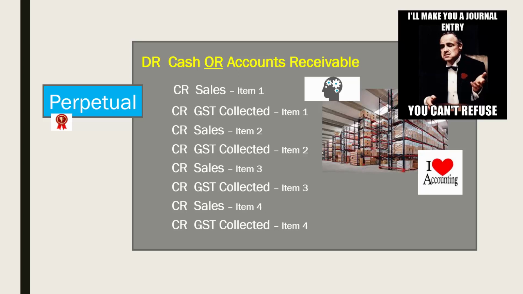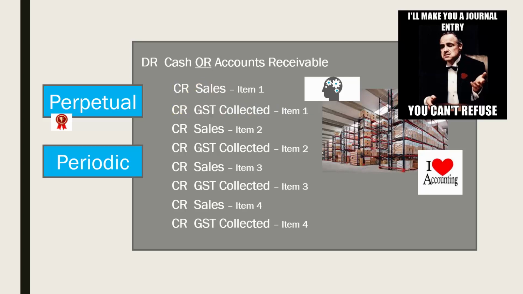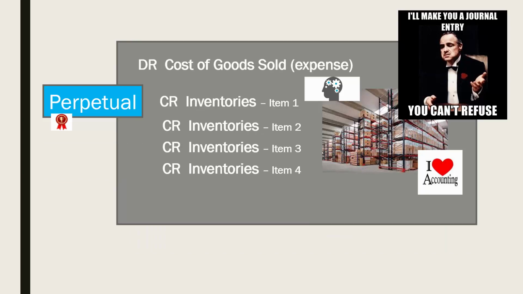For each item sold, we debit cash or accounts receivable and credit sales and GST collected for each item. The recording of sales would be the same under both perpetual and periodic methods. As Coles uses the perpetual method for recording inventory transactions, there is more bookkeeping than simply recording the sales that our checkout operators are doing as they scan in each item. They are also recording the cost of goods sold as they scan in each item.